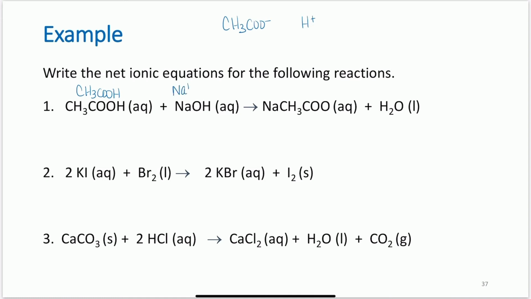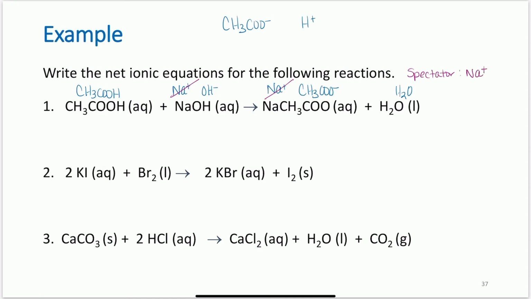This gives me sodium and hydroxide ions. Sodium acetate gives me sodium ions and acetate ions. And water stays in the form of water. So when I look through here, the first thing I want to do is get rid of all my spectators. I see that my spectator is sodium plus. It's a common spectator.